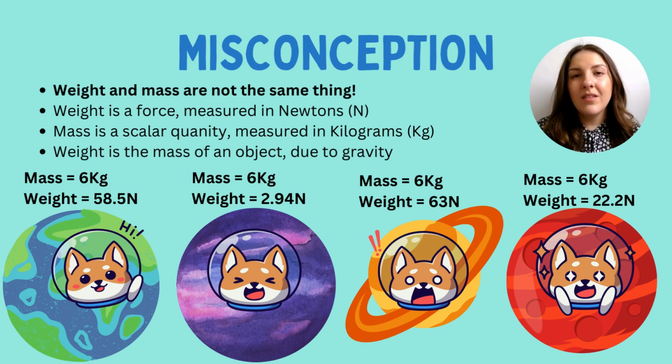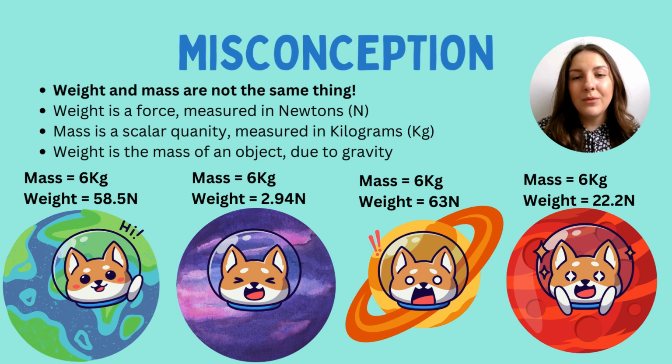So weight is a force, meaning that it's measured in newtons, and because it's a force, it's actually a vector quantity. This just means it has magnitude or size and direction as well. Mass, on the other hand, is a scalar quantity, and this just means it has magnitude only, so no direction, and it's measured in kilograms. However, you can see that they're actually connected by this idea of gravitational force. So weight is mass due to gravity.